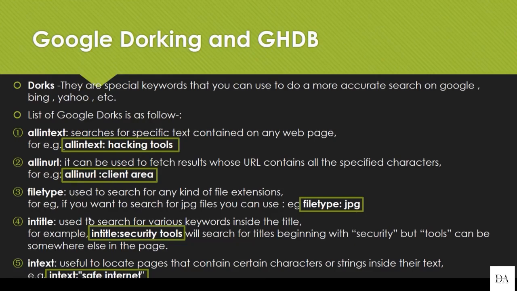So what does filetype do? Filetype is used to search for any kind of file extension. For example, if you want to search for a JPEG file, you can use filetype JPEG, and before that you can type the name of what JPEG file you want to search or download.